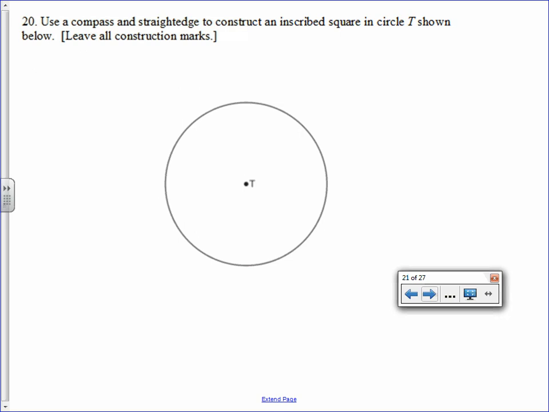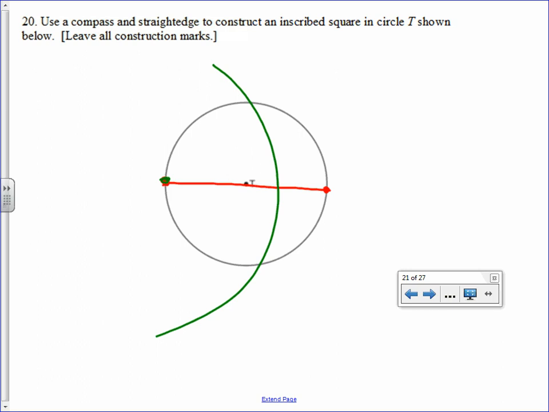Inscribe a square. Again, another construction. I'm going to do it freehand. Don't you dare. For a square, you start by drawing an arbitrary diameter. You then construct a perpendicular bisector. You put your eye here, and you draw your arc. You put your eye here, and you draw your arc. And then you draw the perpendicular bisector.